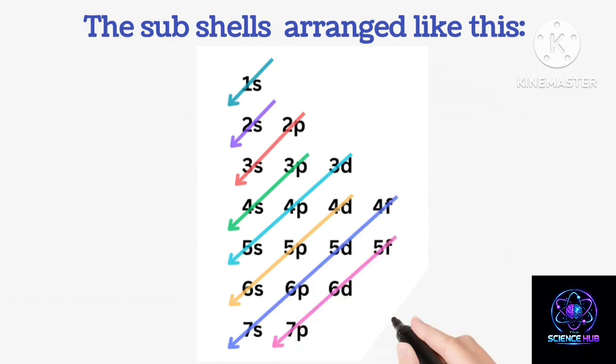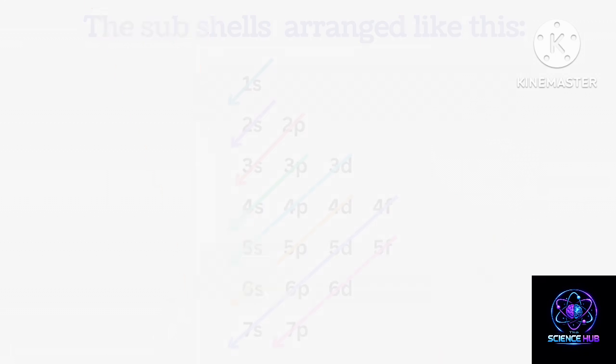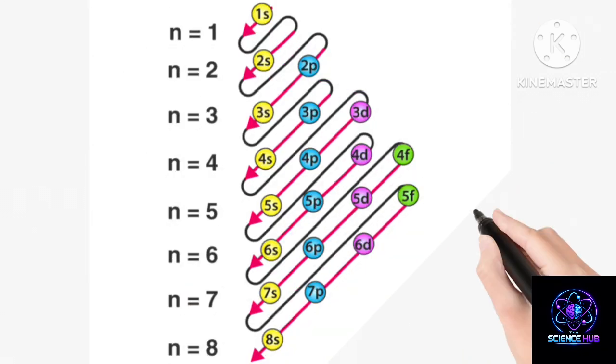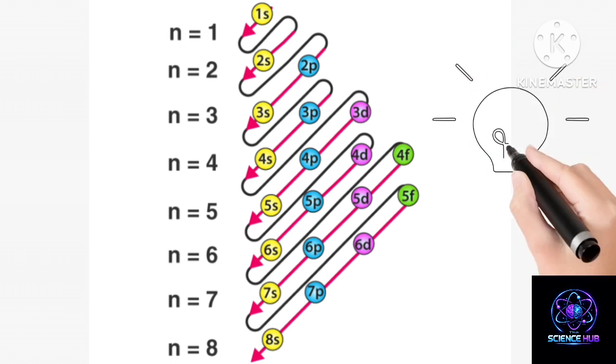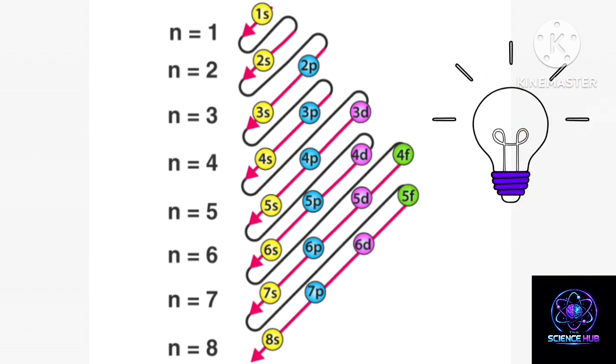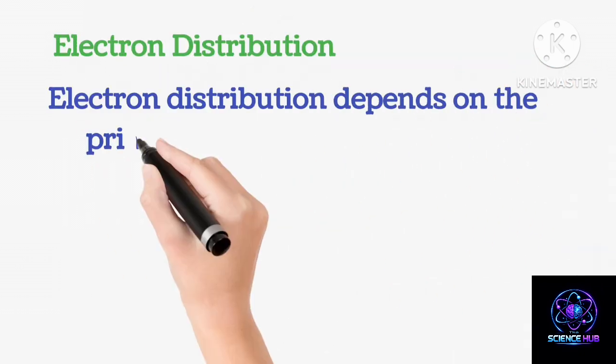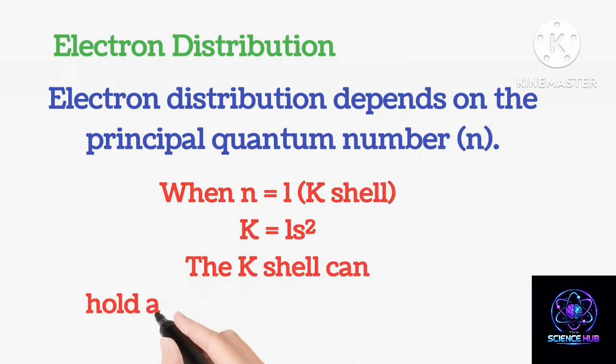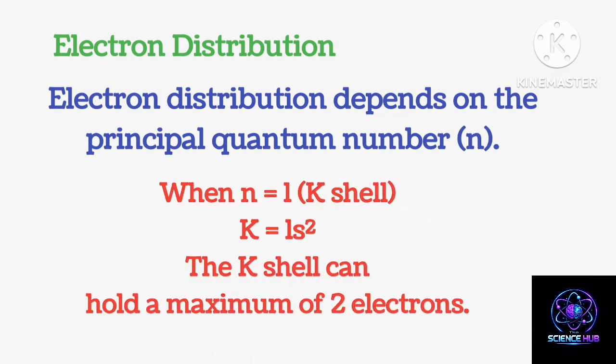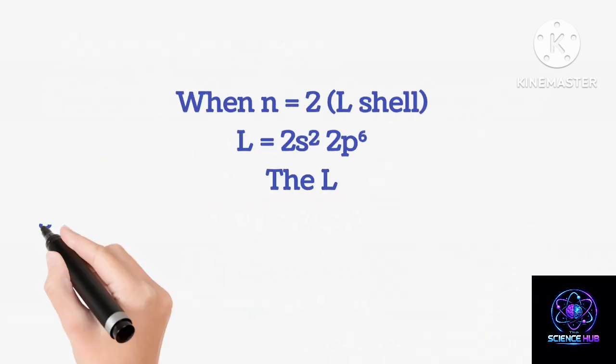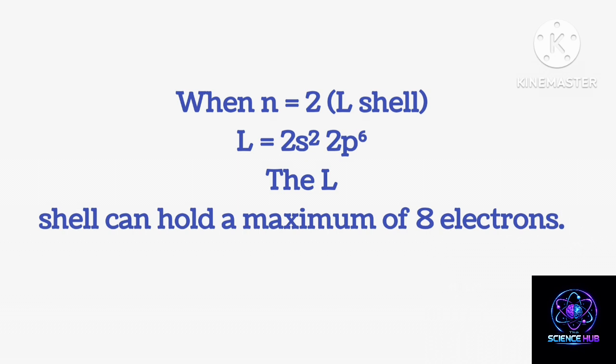Now see the electron distribution in shells and subshells. Electron distribution depends on the principal quantum number, n. When n equals 1, then it is K shell. K equals 1s2. The K shell can hold maximum of 2 electrons. When n equals 2, then it is L shell. L equals 2s2, 2p6. The L shell can hold maximum of 8 electrons.